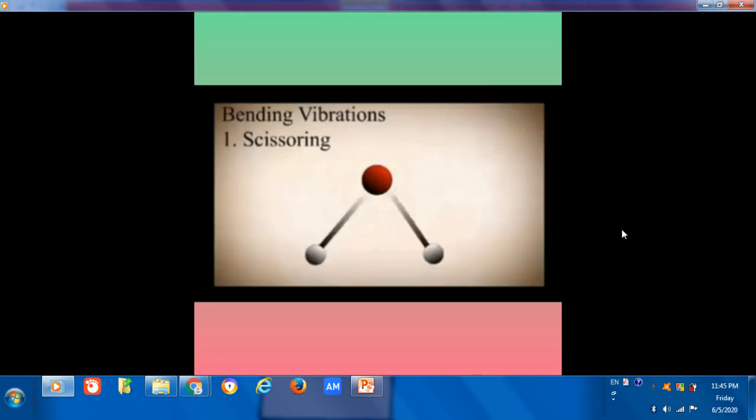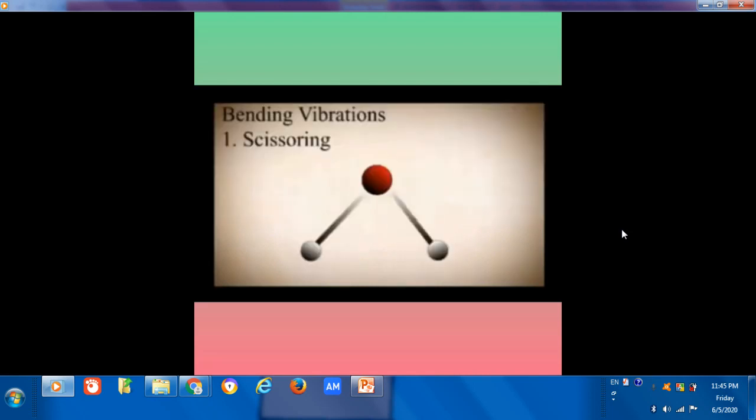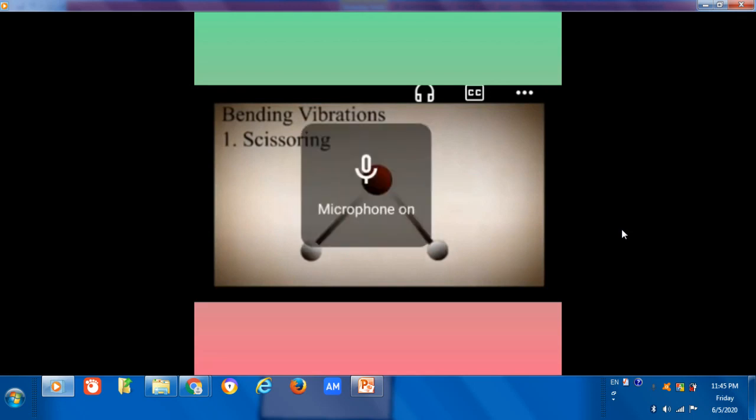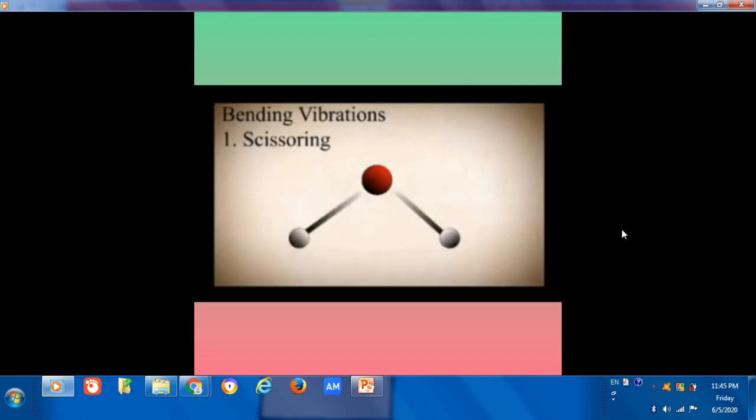This is scissoring, just like the scissor. Two atoms approach each other, swing towards opposite directions. This is rocking. In this type of movement, the atoms move in the same direction.